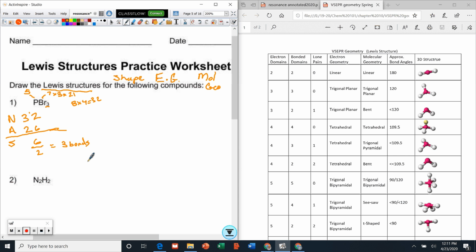The reason why I do that is I want to be able to know if I need a double bond ahead of time. And you're going to see how that works in a minute. All right, when we do the next one. All right, so let's draw the Lewis structure.